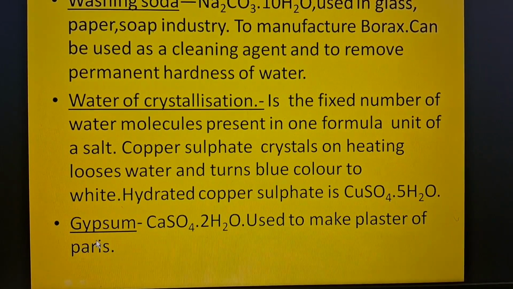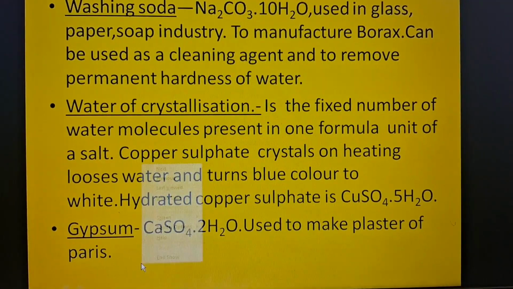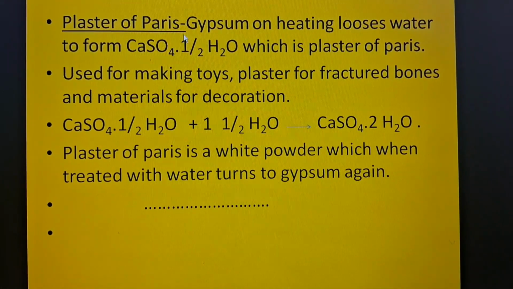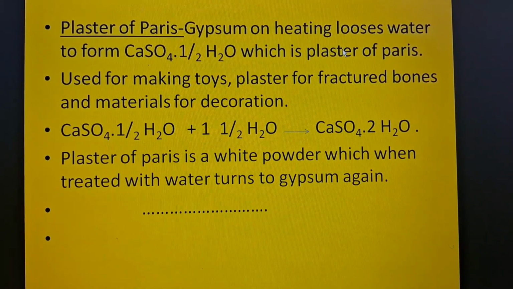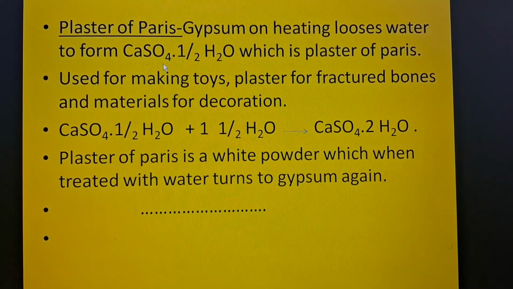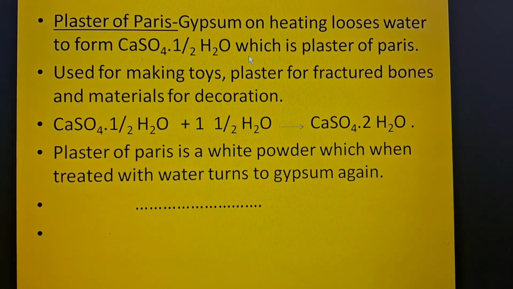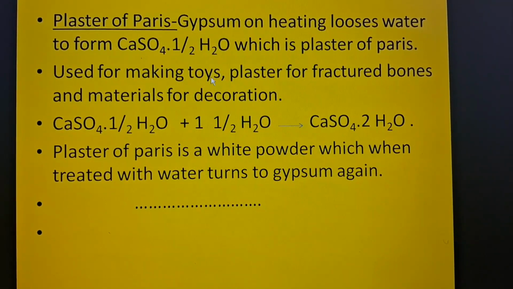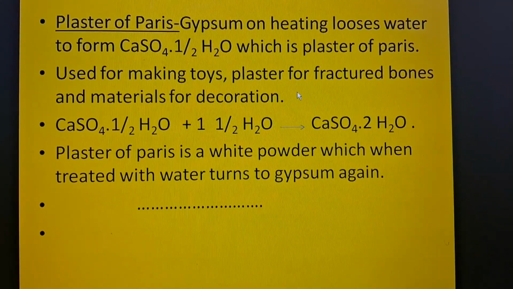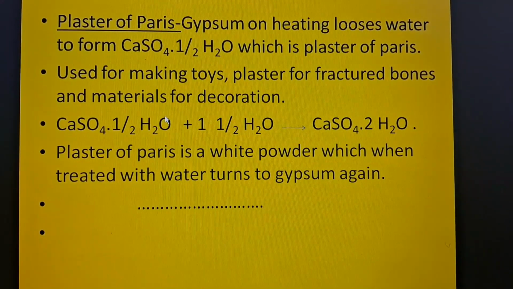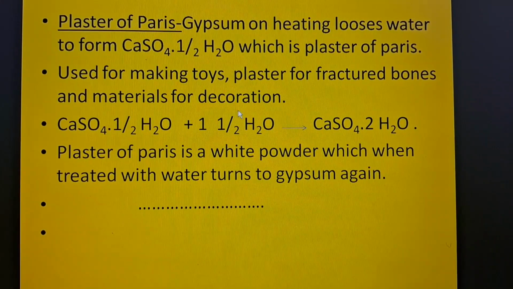It is used to make plaster of Paris. Gypsum on heating loses water to form CaSO4.½H2O. This is known as plaster of Paris. Now what is its use? It's used for making toys. It is used for fractured bones and materials for decoration.